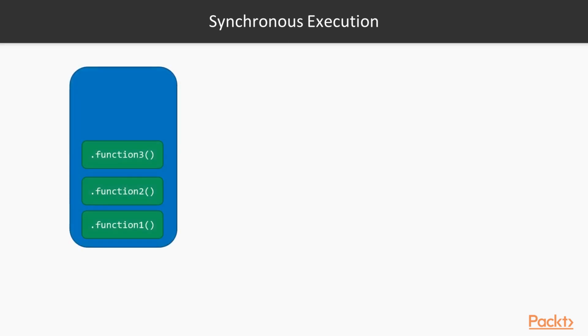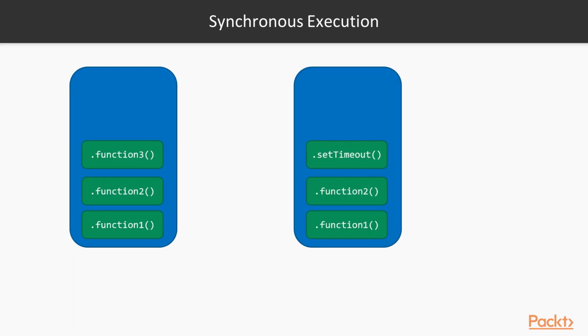Synchronous execution entails having each step of an operation waiting for the previous step to execute completely. This means no matter how long a previous process takes, the subsequent process will not start until the former is completed. Asynchronous operations, on the other hand, defer execution.